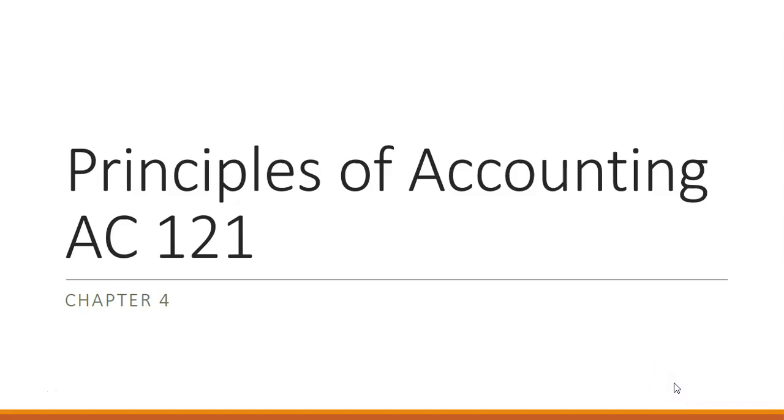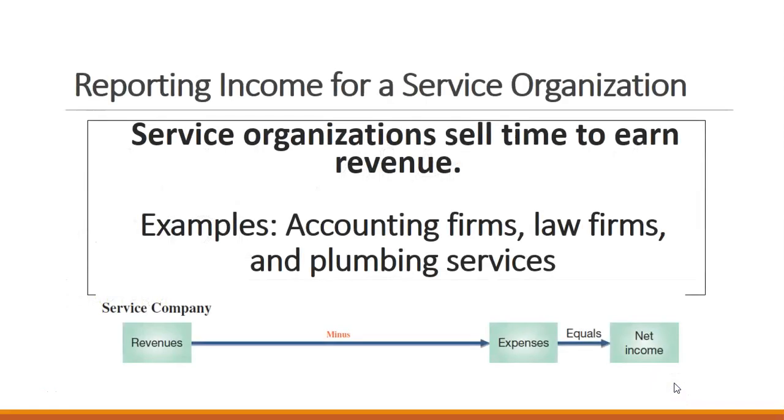Principles of Accounting, Chapter 4. In chapters 1 through 3, we talk about the accounting cycle as it applies to a service organization. So service organizations sell our time and services to generate revenue. And if it's a service company, we have revenues minus expenses equals net income.